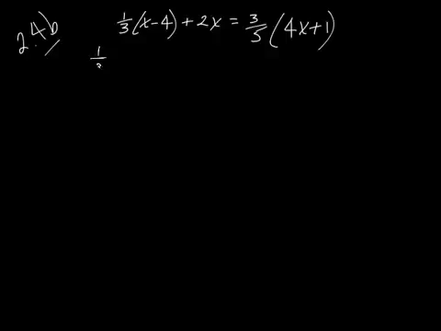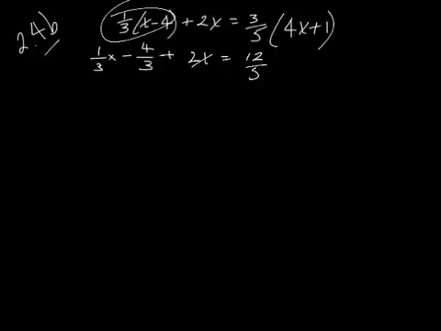So we're going to get 1/3 x minus 4 over 3 plus 2x. So we distributed there. Equals 3 times 4 is 12 over 5x plus 3 over 5. Now, common denominators. We have a 3 and we have a 5. The common denominator for those two fractions is 15. So we're going to multiply the whole thing by 15.